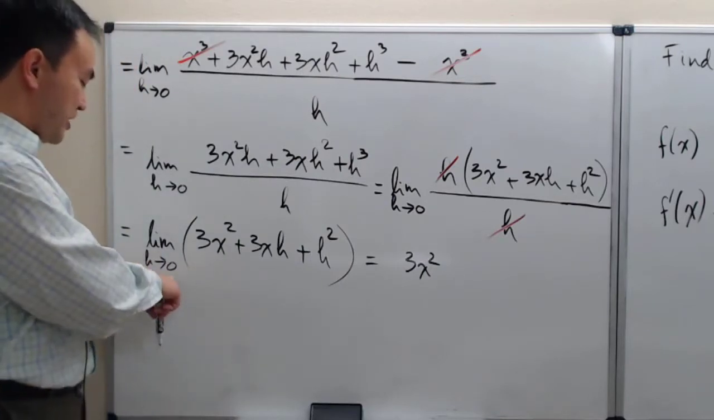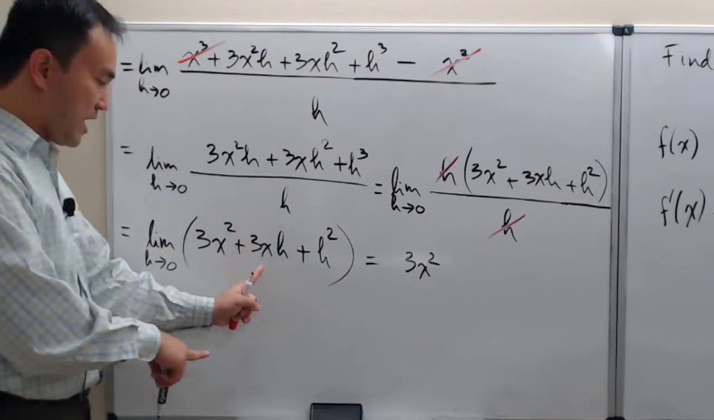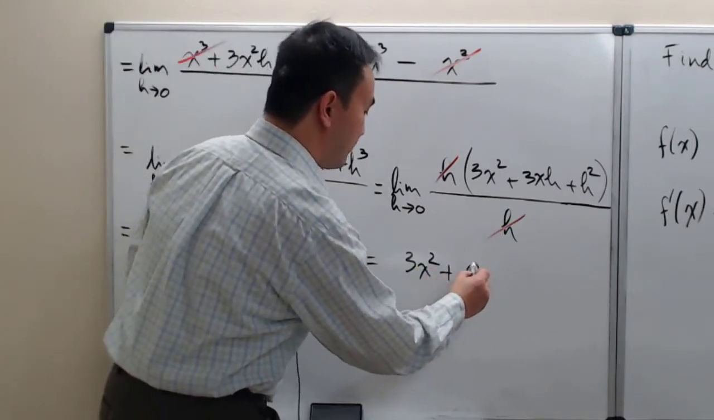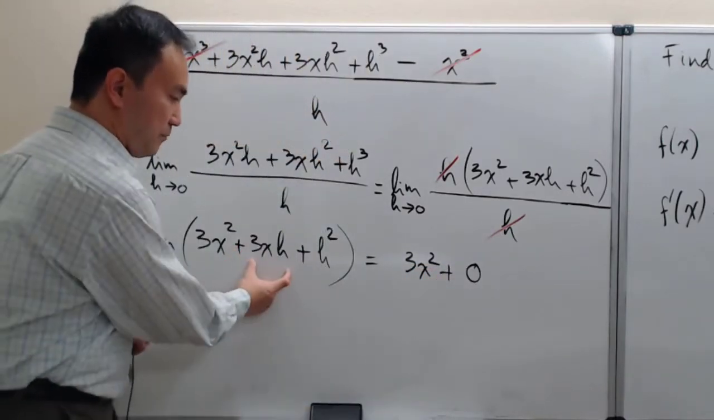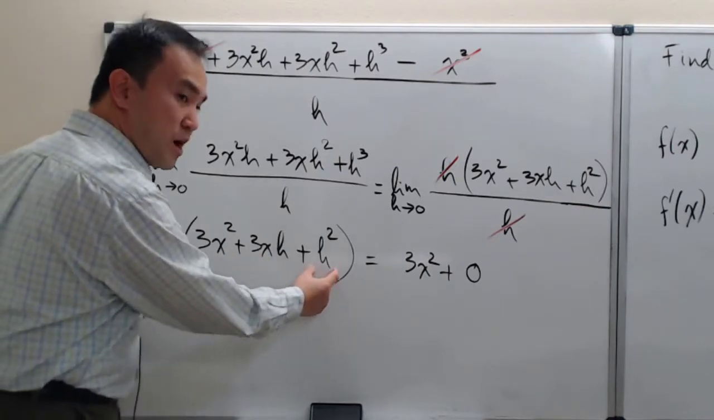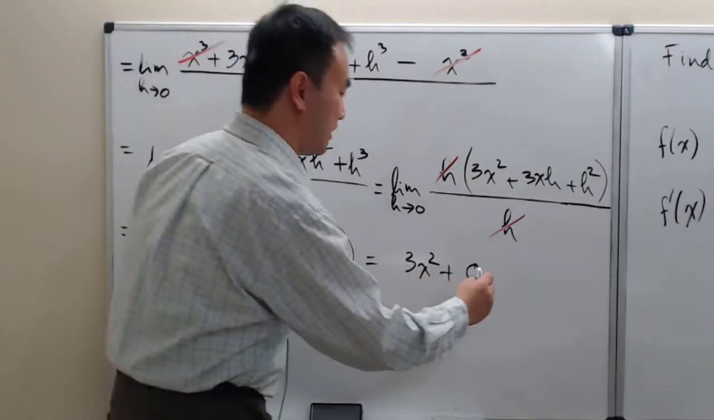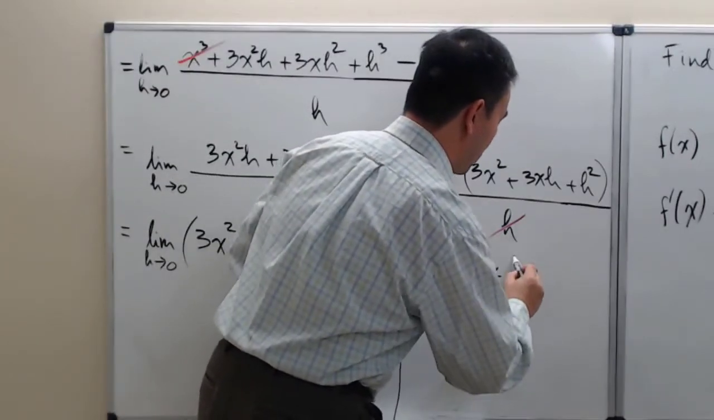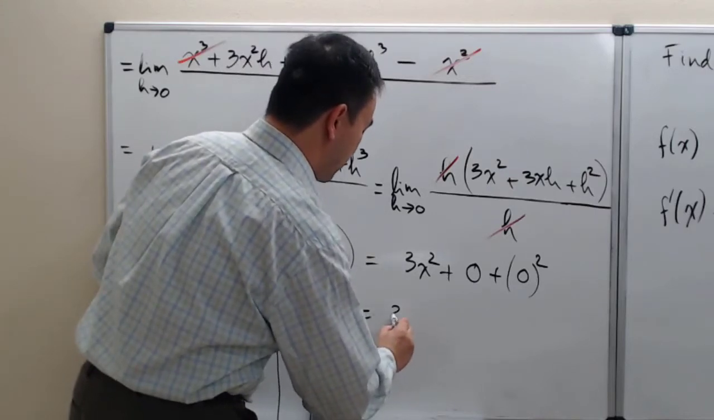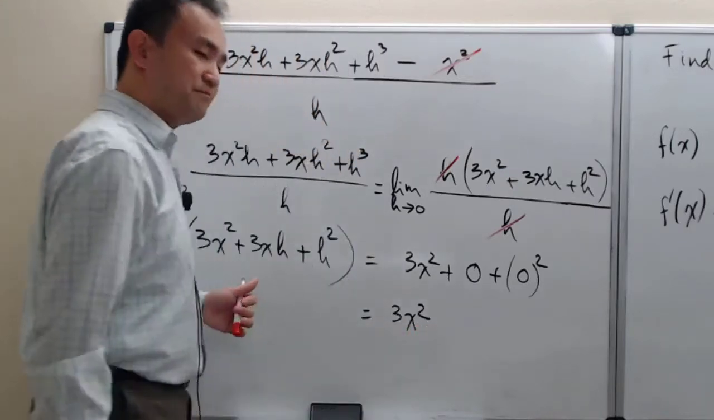As we let h get closer to 0, then 3xh here is going to get close to 0. So I have a final limit for that term being 0. And now as h gets close to 0, the entire h squared, according to limit laws, becomes another 0, or 0 squared. So in that way, our final limit is 3x squared.